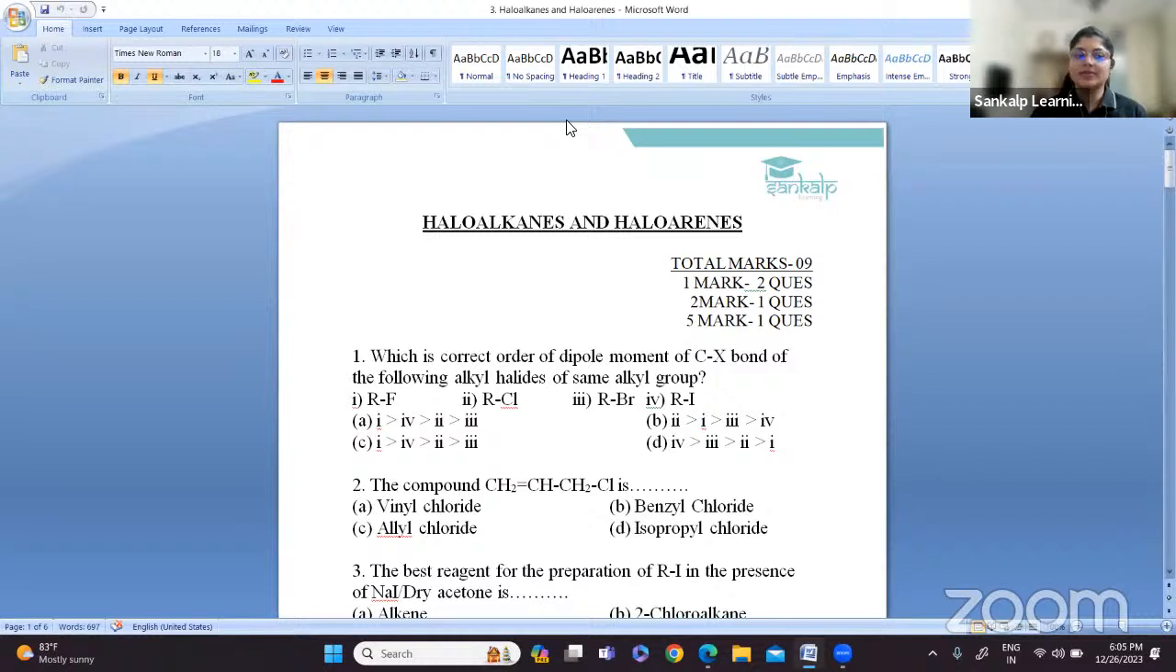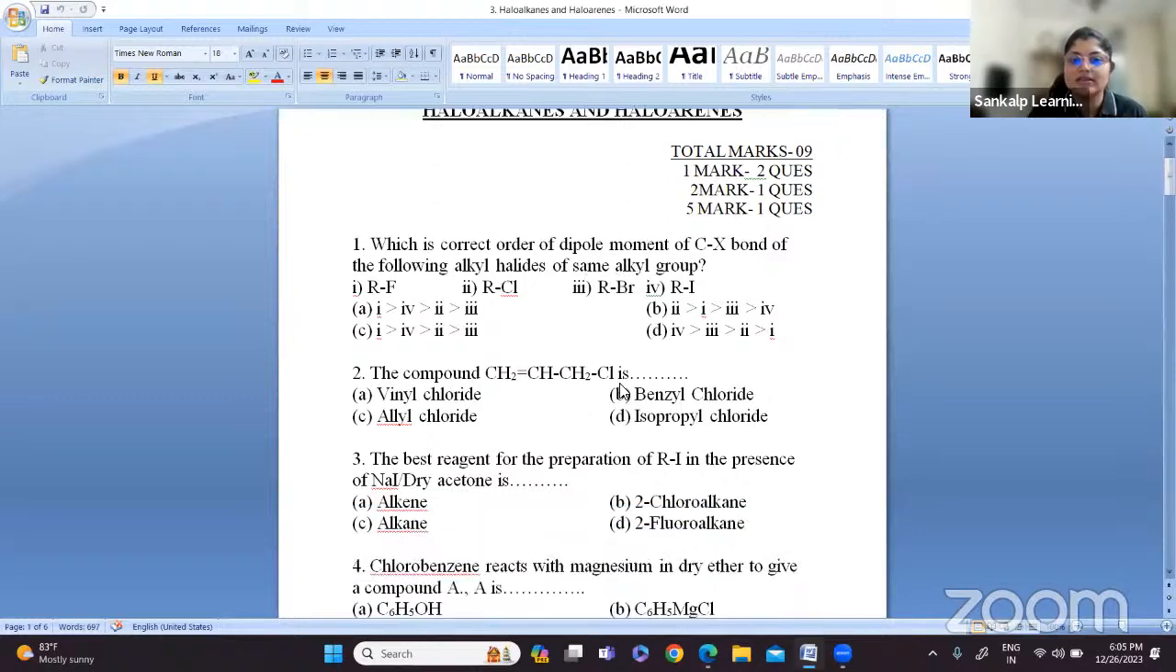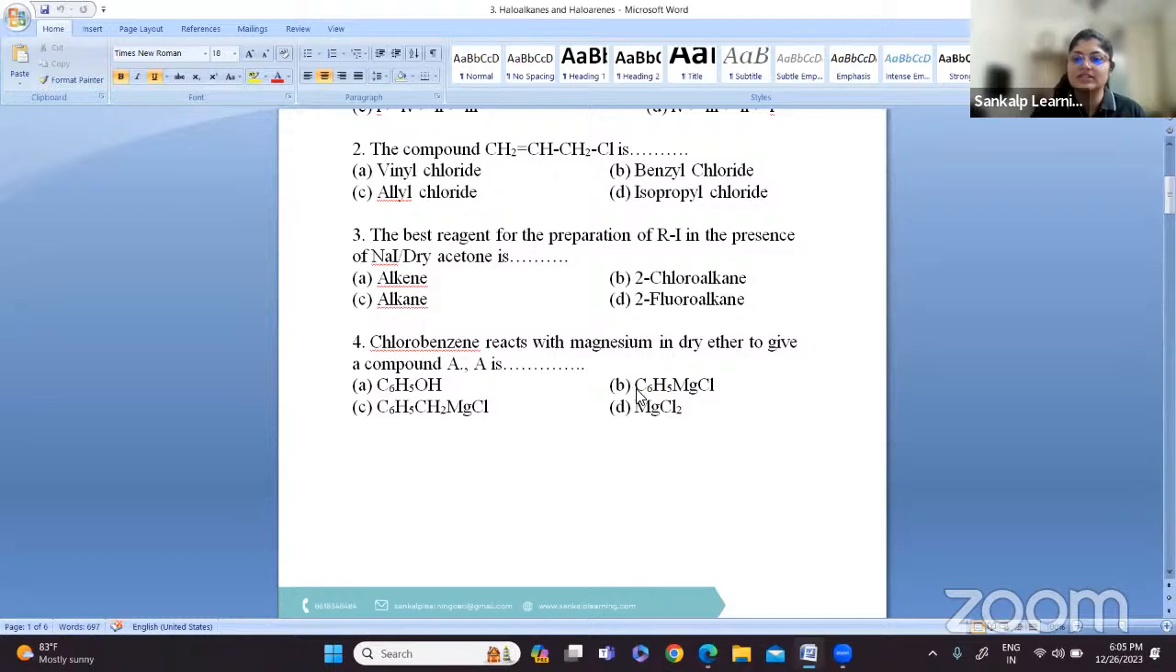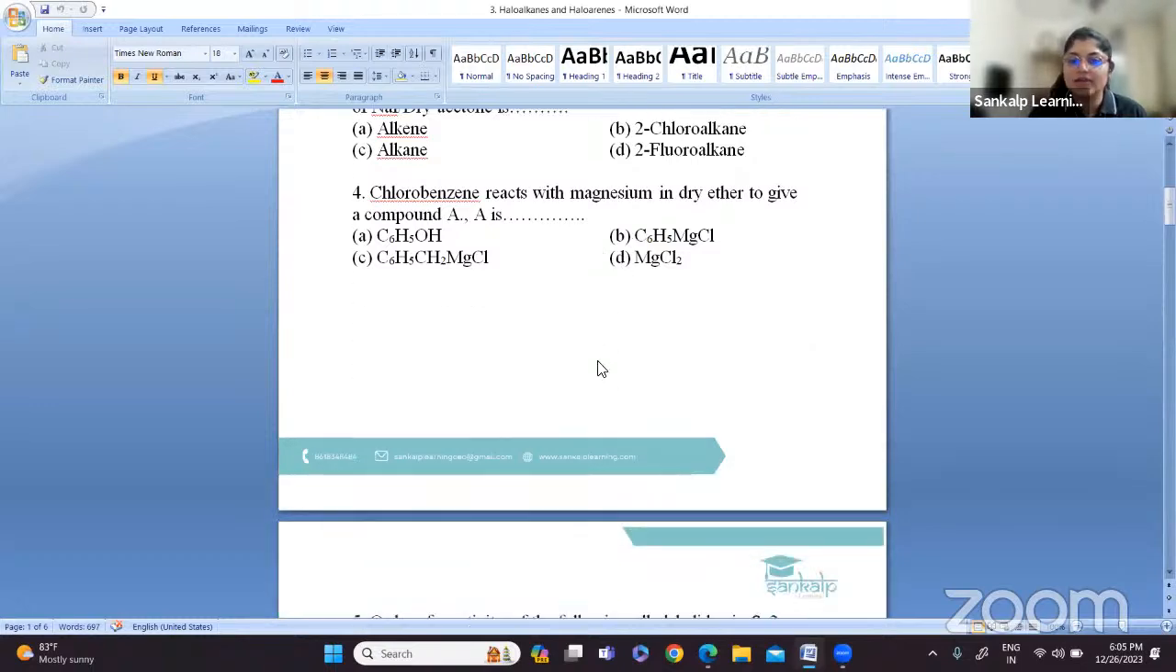So, in the previous chapter, we have started with haloalkanes and haloarenes. We have seen the MCQs, that is multiple choice questions, in the previous session. These were the questions which we discussed in our previous class.